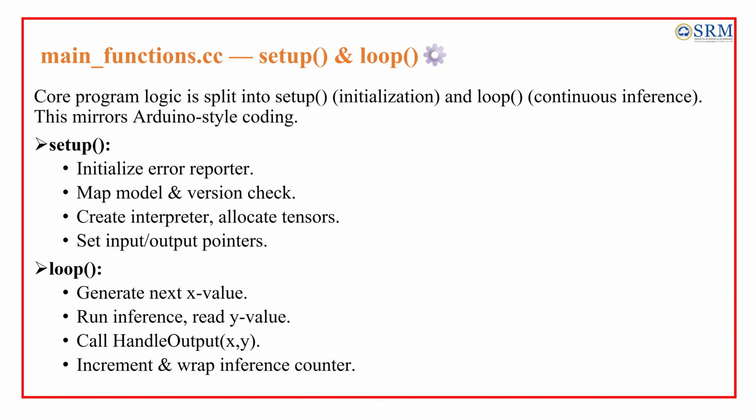Loop. We generate the next x value stepping across 0 to 2 pi, run inference to get the y from the model, and call HandleOutput with x comma y to display these results. The increment counter will wrap around and as soon as the output is ready, we copy this output for our data logging. The loop is the heartbeat of the Hello World app. It shows how simple the structure is, yet how powerful: the same template works for audio, keyboards or sensor monitoring.